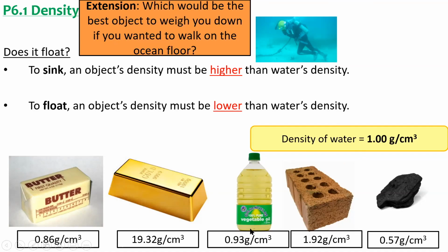Vegetable oil, like cooking oil, 0.93 grams per centimetre cubed. So it is less dense, it will float. You probably know that oil floats on water. A brick, 1.92 grams per centimetre cubed. Actually, not that high, really. It's just that a brick's big.